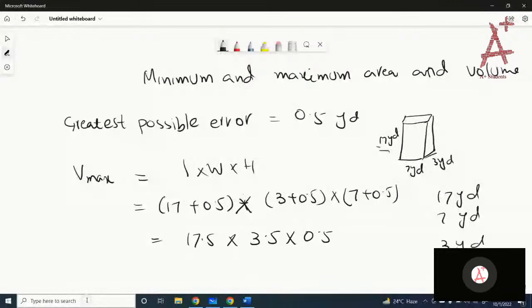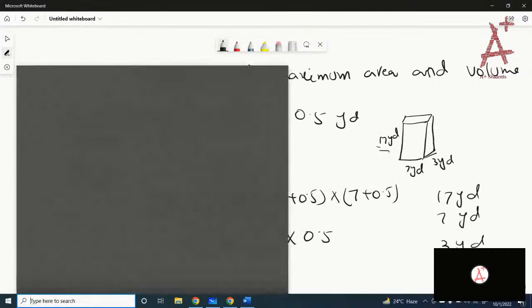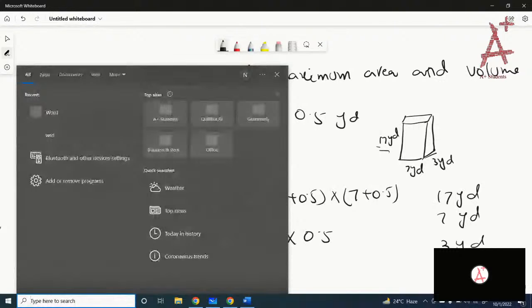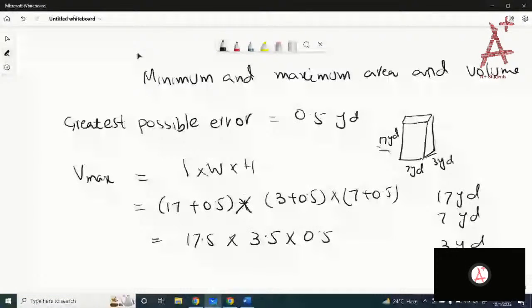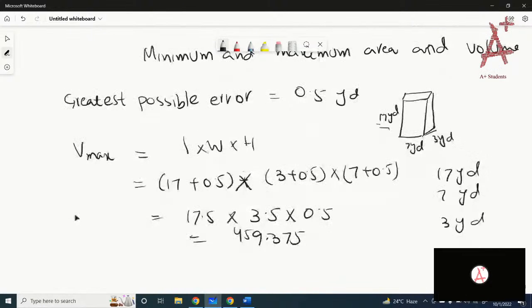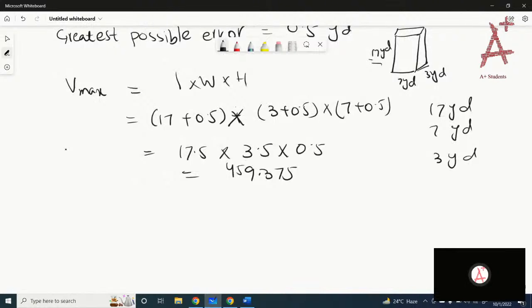So the numbers are 7.5, 3.5, and 17.5. The volume is 459.375, and we have to find the minimum value also. So for the minimum value, you have to subtract 0.5 from each value. You have to do the same thing, length times width times height, but now you subtract 0.5 for each value. Got it?